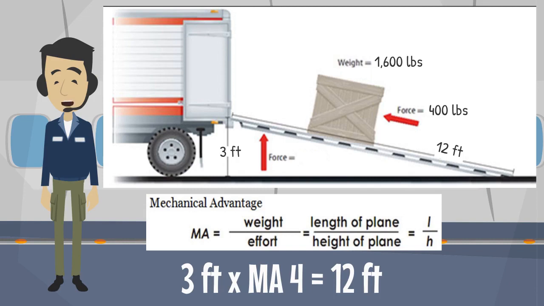Next we need to know the length of an inclined plane that will lift the weight to a height of 3 feet with a mechanical advantage of 4 to 1. To do this, multiply 3 feet by the mechanical advantage of 4. This gives a ramp length of 12 feet.